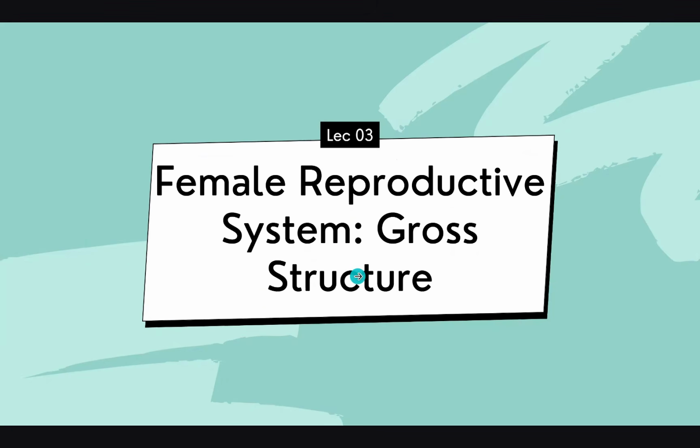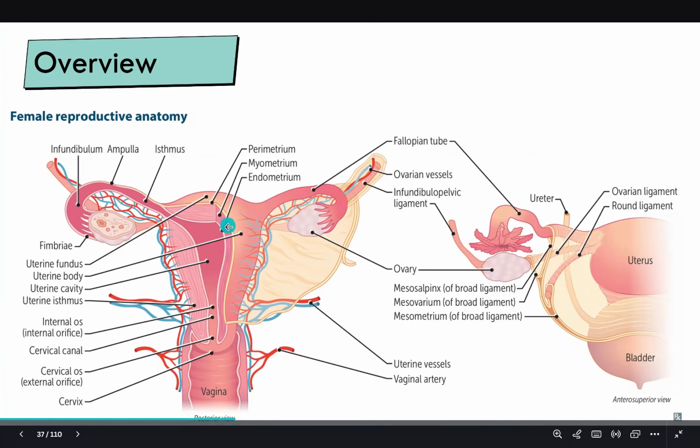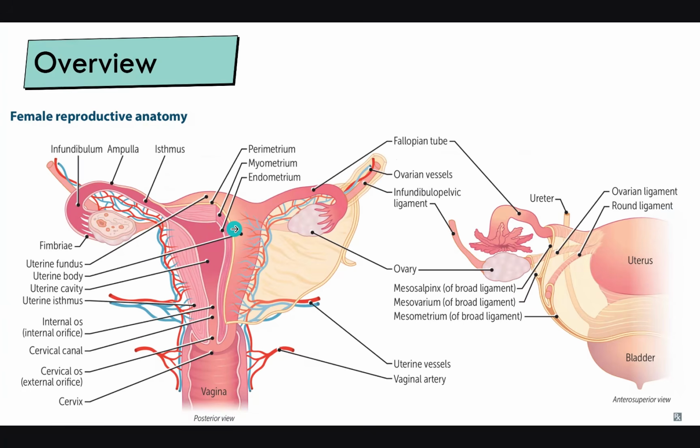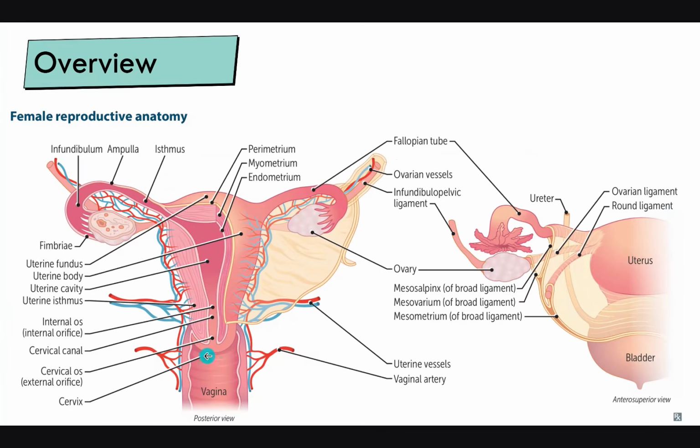All right, let's move on to the third lecture, which is the female reproductive system. So, getting an overview, we have the uterus over here. Now, the uterus has the fundus, which is the top part, and we have the body, and we have the cervix. Okay, and then we have the vagina. Now, the uterus has three main layers. We have the endometrium, myometrium, and we have the perimetrium.